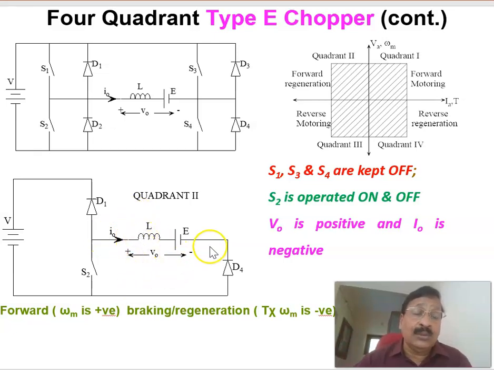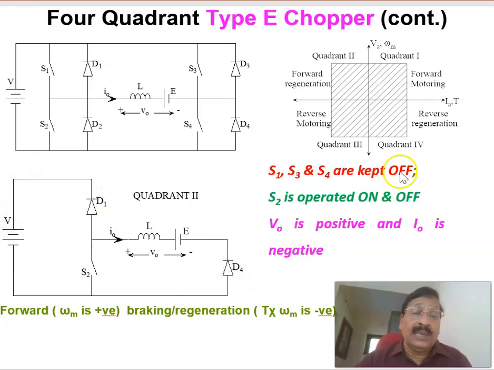Since the current polarity is reversed, a reverse torque is produced. A negative torque means nothing but braking action is taking place. Therefore, during this braking action, whatever energy is stored in this motor will be driven back to the source. That's called regenerative braking.